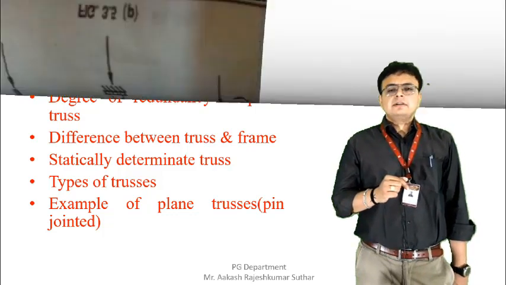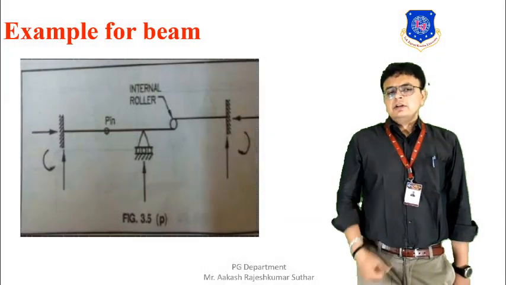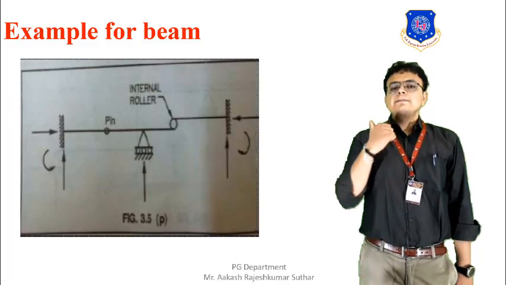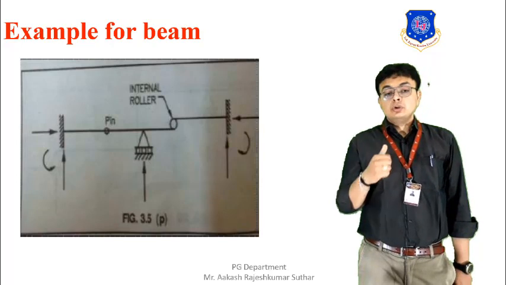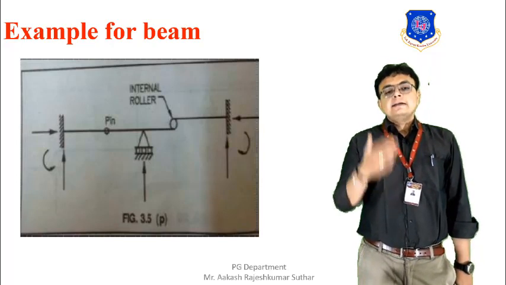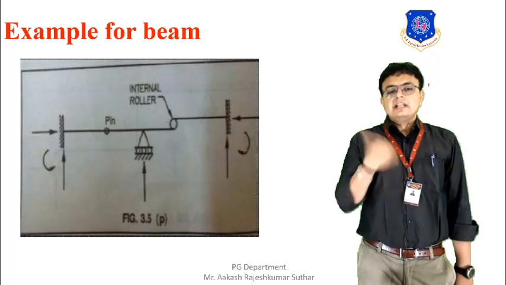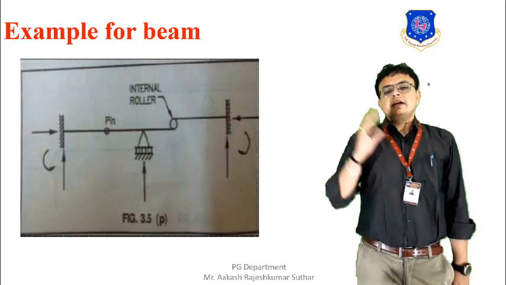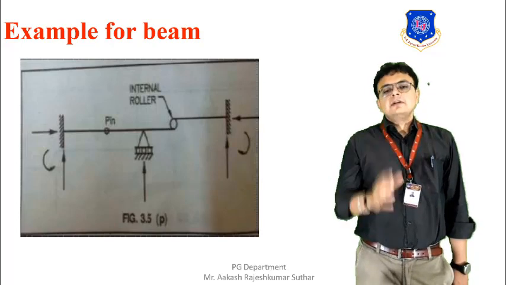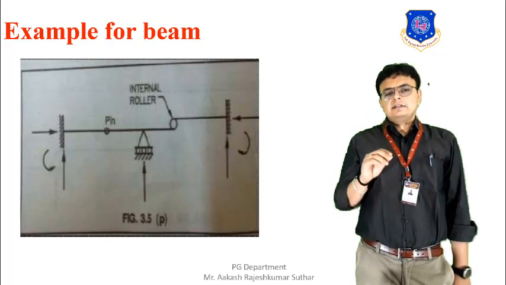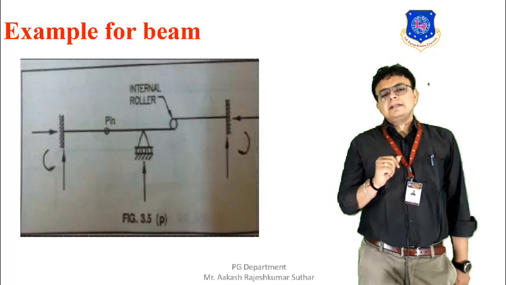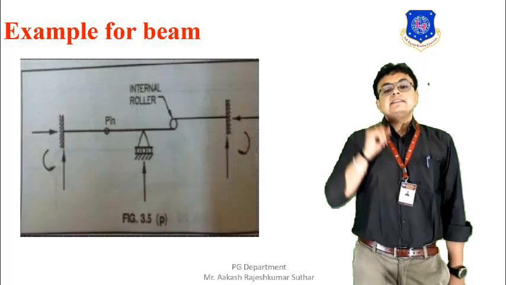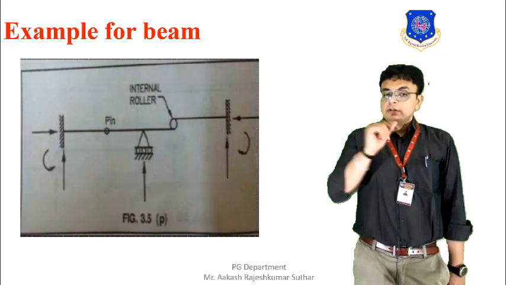Let's start with our first topic. First of all, you can see over here that there is a beam. You can see a horizontal beam whose both ends are fixed, on the left side and on the right side. The beam is connected with a fixed support at both the ends. And in the middle of the span of the beam, you can see that there is a roller support.